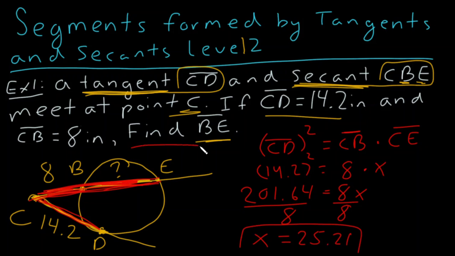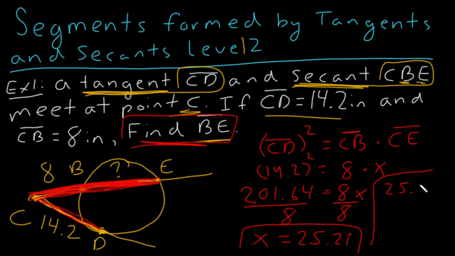And our question is asking us to find BE. Well, when we look at x, x is the whole thing. X is the whole line C to E, but we don't know what BE is. Well, how are we going to find that? Well, if we know our whole line, let me kind of draw a box here.